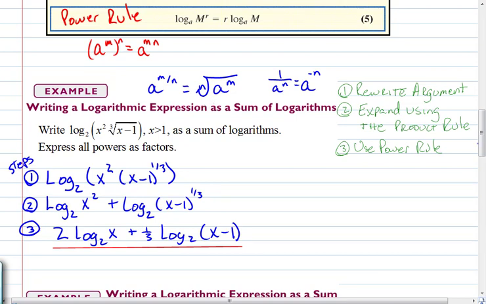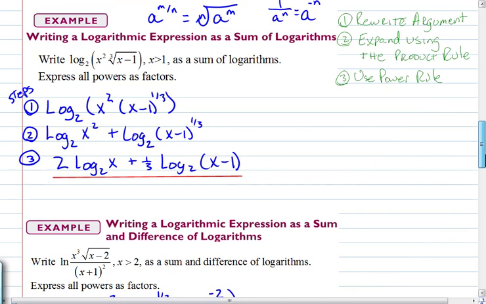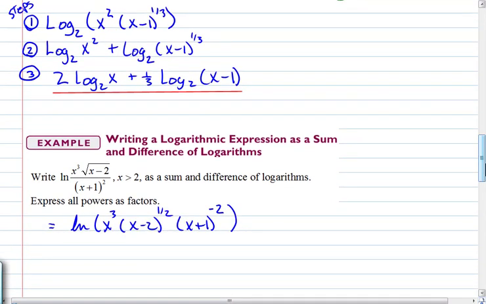We want the fractions and the radicals gone because now we don't have to worry about the quotient rule. We just worry about the product rule, and it makes life so much easier. So this then is going to be written into how many sums of logs?